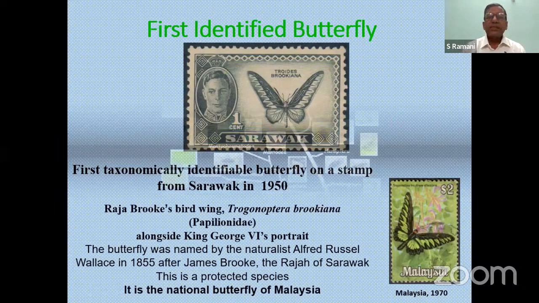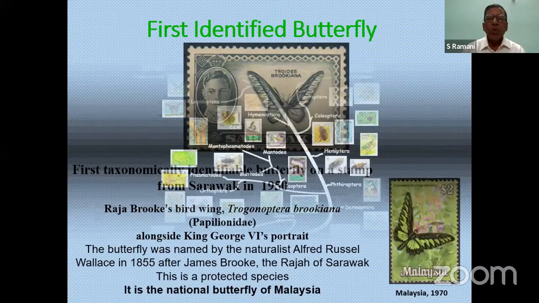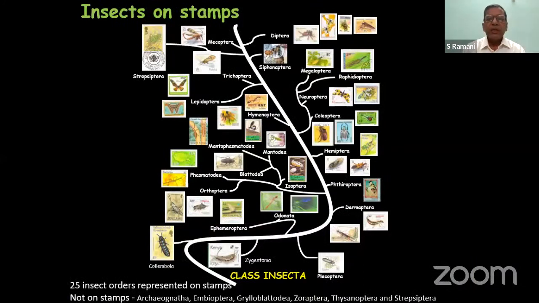This picture, actually, maybe I should delve a little more about this, just to tell you that there have been at least 25 orders of insects that have been represented on stamps. Generally, it is recognized there are about 30 orders of insects. And out of these 30 orders, almost 25 orders have had stamps produced. I have shown here maybe about 24 orders, 24 orders to be precise.